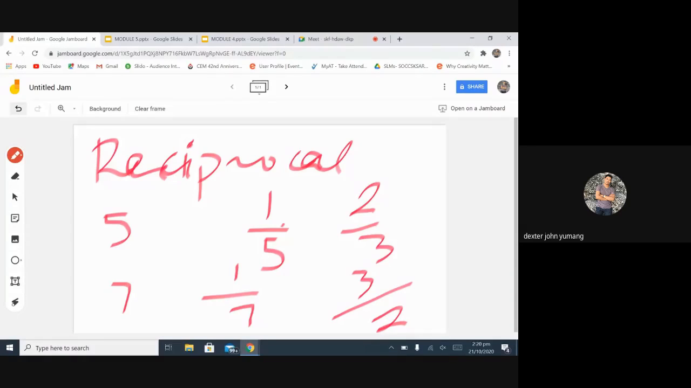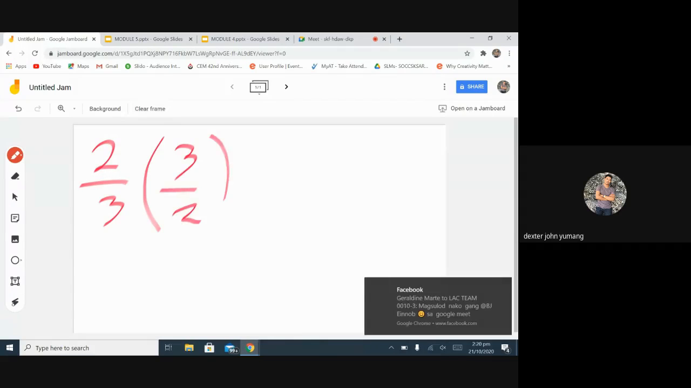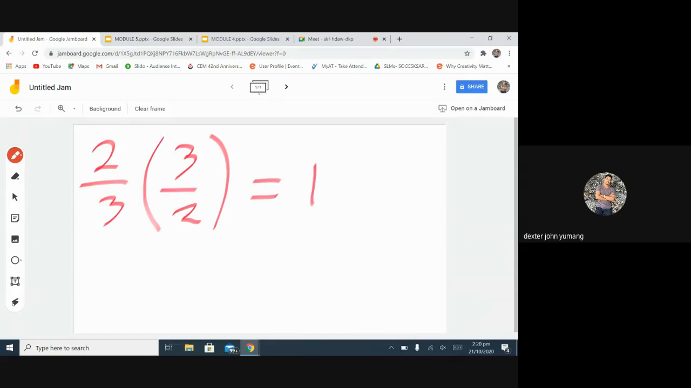Okay, proceed tayo sa i-multiply. For example, 2/3. I-multiply natin siya sa kanyang reciprocal which is 3 halves. Or binaliktad lang. Napansin nyo? Ang sagot po niyan is always 1. And that is the multiplicative inverse.